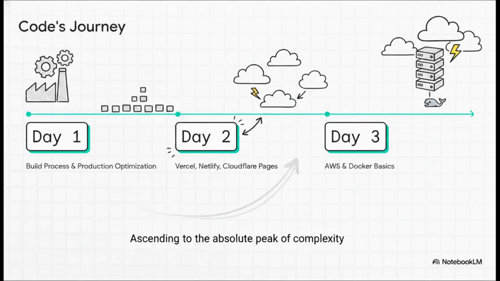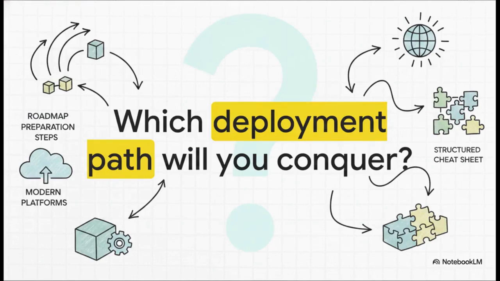Let's pull this all together and visualize this progression on a timeline. Take a look at this code's journey we've mapped out. It really is a brilliant evolution of complexity and scale. You start out simply on day one with your initial code prep, mastering the build process and production optimization to get those raw files ready. Then, by day two, you are deploying super fast with modern platforms, relying on managed services to get your site online in seconds. Finally, by day three, you're ascending to the absolute peak of complexity, managing your own advanced infrastructure and containers. It is a logical, highly structured path taking you from the basics all the way to absolute deployment mastery. So which deployment path are you ready to conquer first?